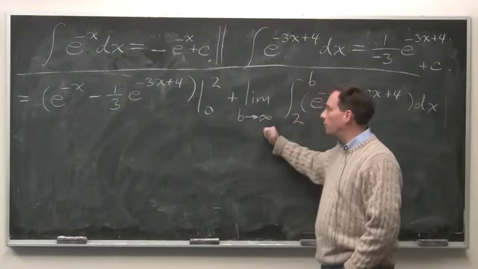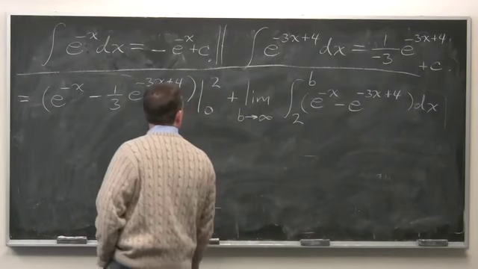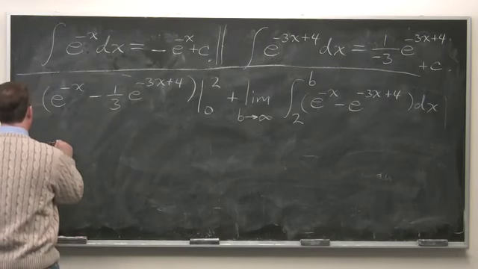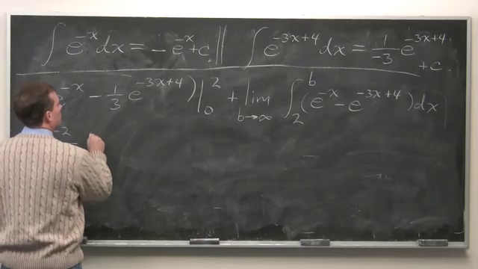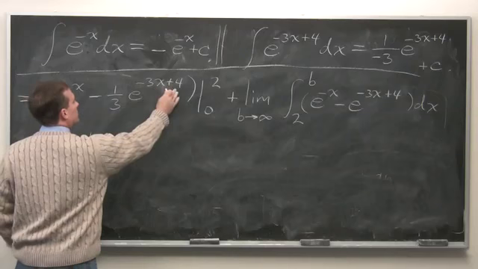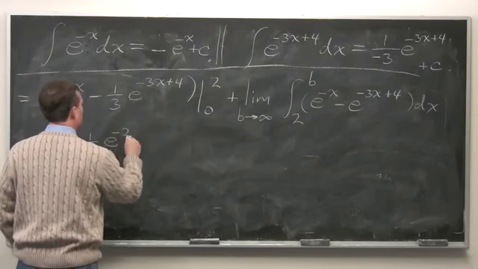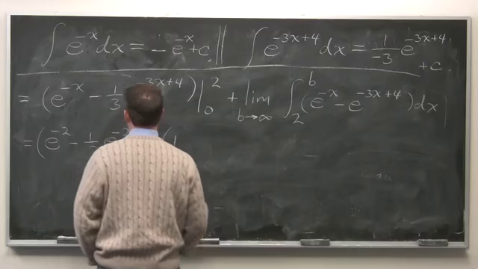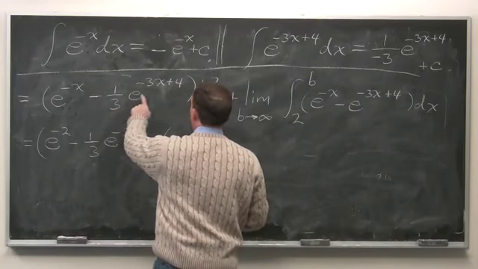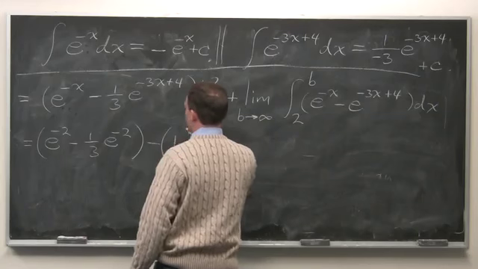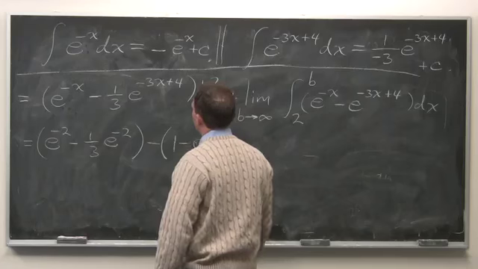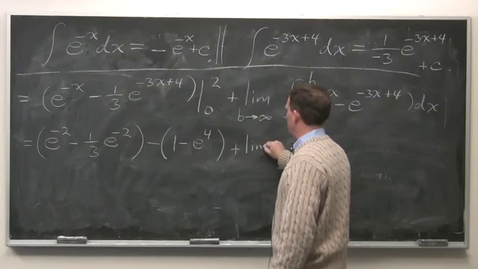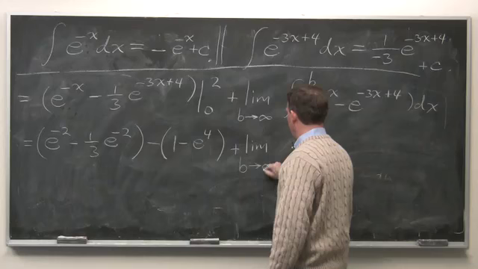Right? Remember, that's what the improper integral means. You take that limit, and let's see, we can go ahead and do this. You plug in 2, you get e to the minus 2 minus 1/3 e to the minus 6 plus 4, e to the minus 2, minus what you get at 0, which is e to the 0, that's 1, minus 1/3 e to the 4th, plus what we get over here. And what's this? Plus the limit as b approaches infinity.